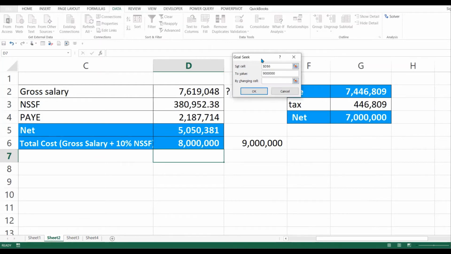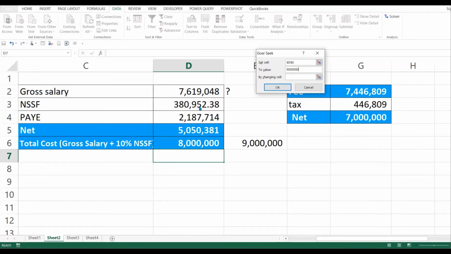Then next, it asks by changing cell. In other words, as I told you, I want to change this gross so that my total cost to the company is 9 million. So my changing cell is this cell here, which is D2. So I click here, click on D2, or you can type D2. After you have done that, then we are set. Just to recap, set cell, you set the cell which has the result. To what value? You set the value you want.